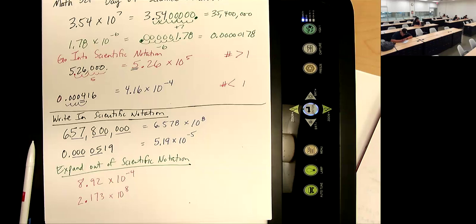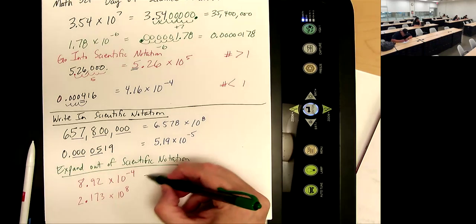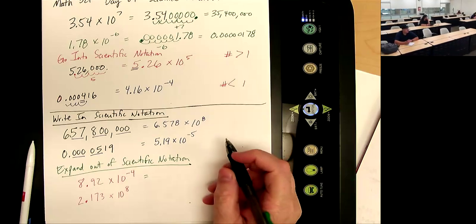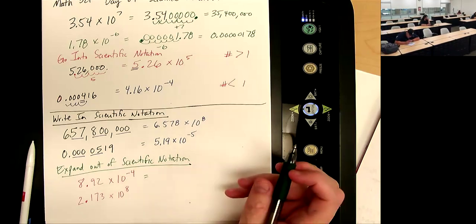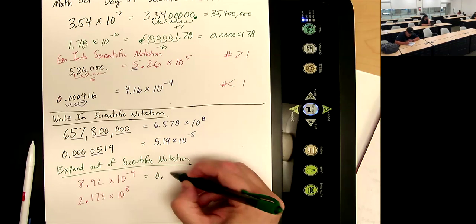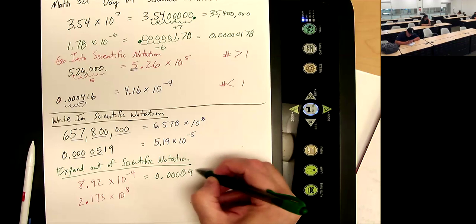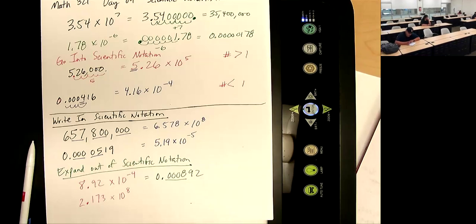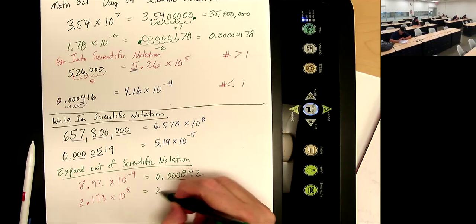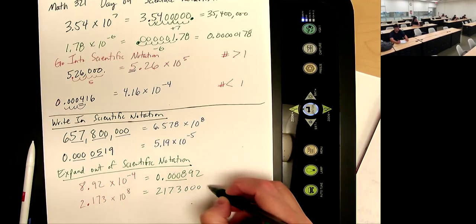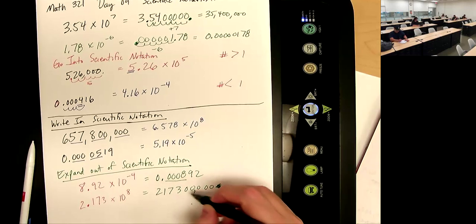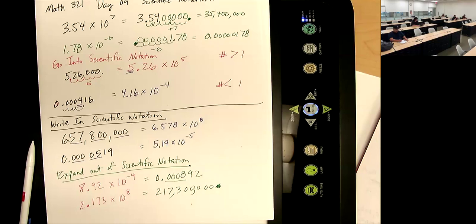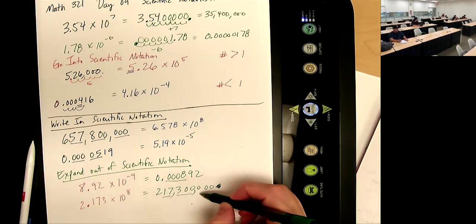What does this one expand to? How many zeros are in front of the 8? 3. Those are the 4 digits we moved. And this one, how big is that number? Five zeros after. $217,300,000. Let's see. 2, 8. That looks right to me.